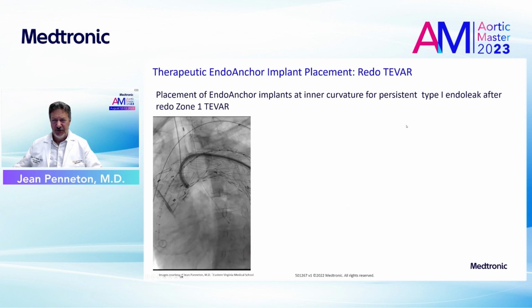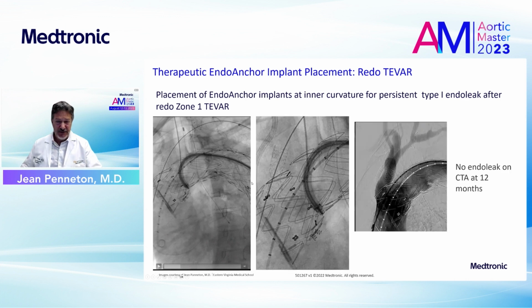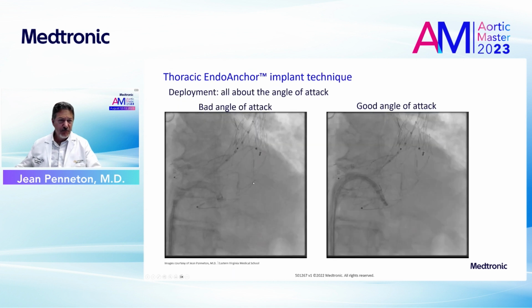This is an example of a patient that underwent a redo zone 1 TEVAR, and despite the redo zone 1 TEVAR had persistent type 1 endoleak. And all we had to do is place those EndoAnchors right here on the inner curve, and it actually completely eliminated that type 1A endoleak after that placement of EndoAnchors.